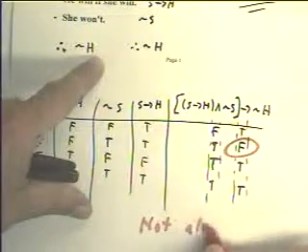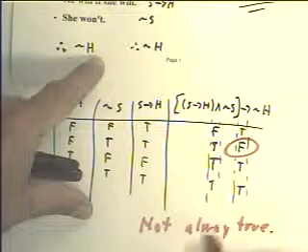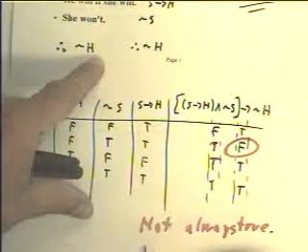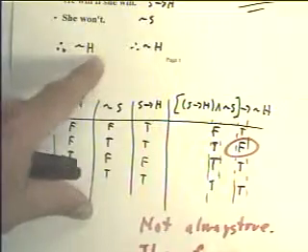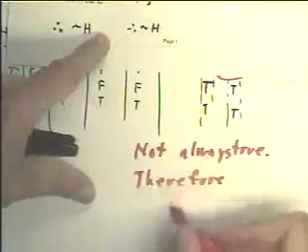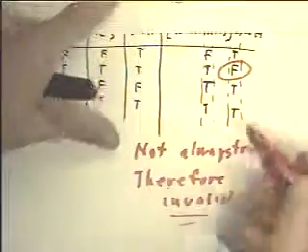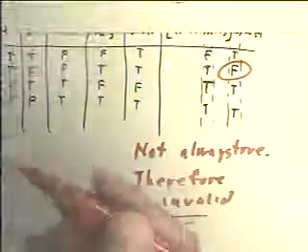So the argument is not always true, that is, there are conditions where we can see that the argument is not true. So therefore, the argument is invalid. Okay? This one false here makes the whole argument invalid.